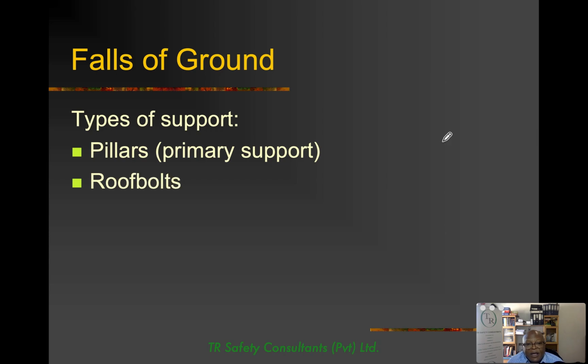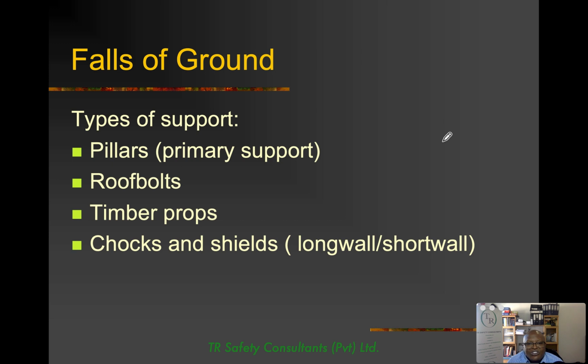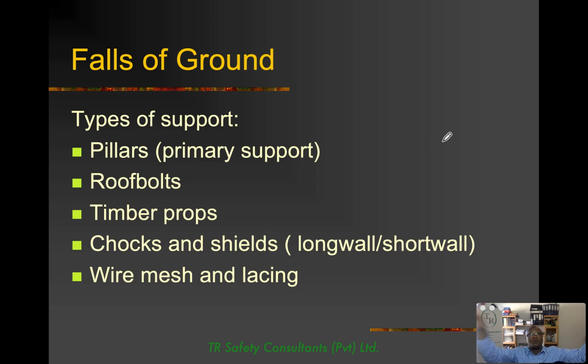So yeah, roof bolts and timber props are some of the support systems that are used. Chocks and shields for short haul and long haul. Wire mesh and lashing. In the haulages, we put roof bolts and we lash with wire ropes, and then we put wire mesh like fencing, so that any loose rocks are kept intact. It's part and parcel of that support.